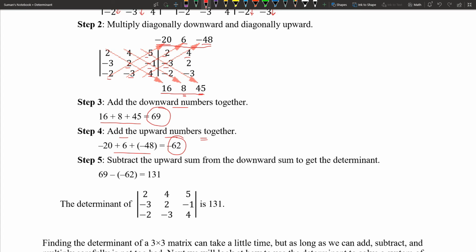So the final step, subtracting the upward sum, that means minus 62, from the downward sum. So 69 minus of minus 62, we are getting the result as 131. So the determinant of that particular matrix is 131. So that is the way we can find out the determinant of the order 3 cross 3.